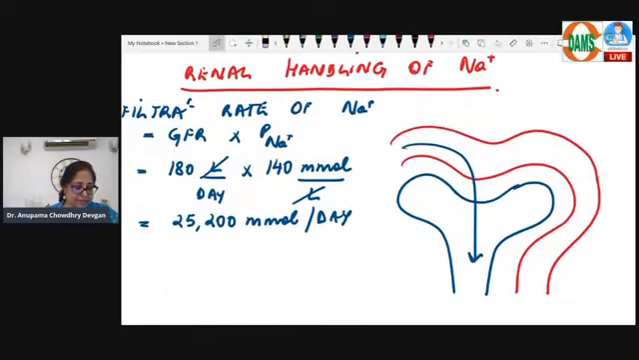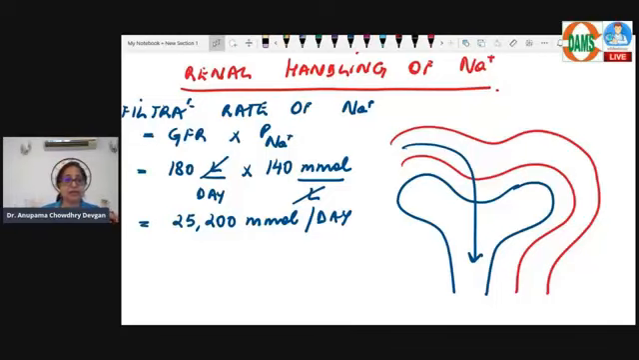Filtration rate is GFR into plasma concentration. What is GFR? 180 liters per day. What is the plasma concentration of sodium? 140 millimoles per liter. And like I said, if you calculate this, this comes to 25,000. This is a huge amount of sodium which is going to be filtered per day.